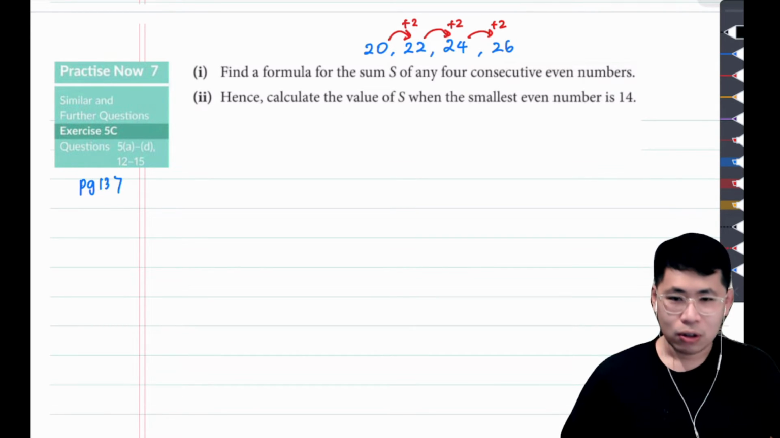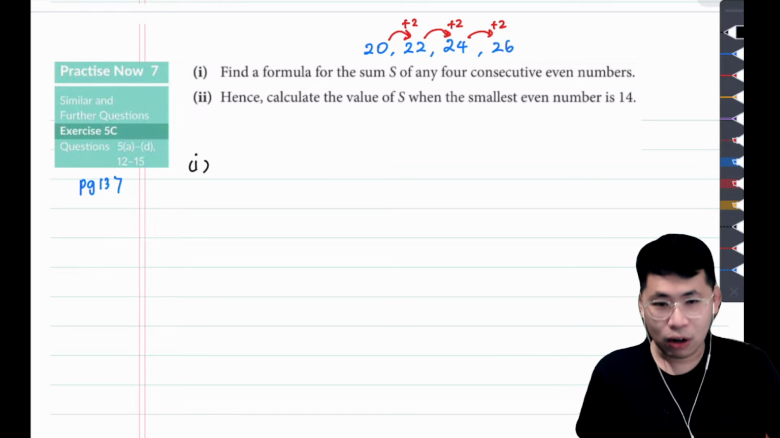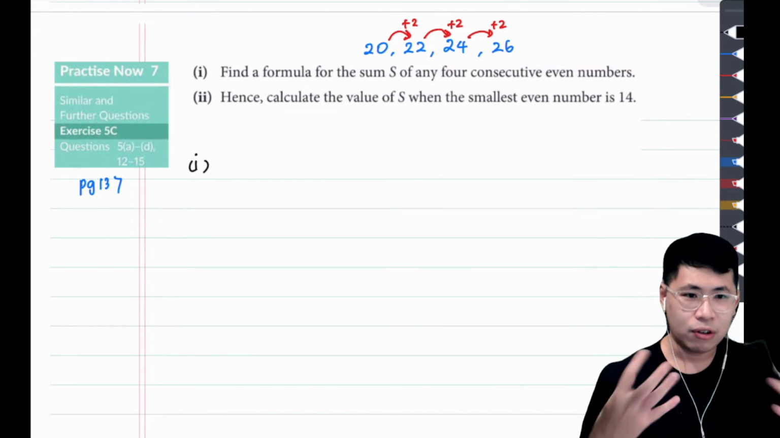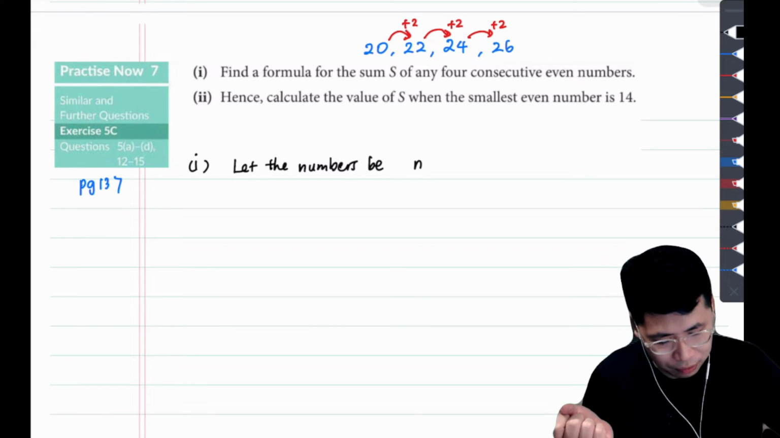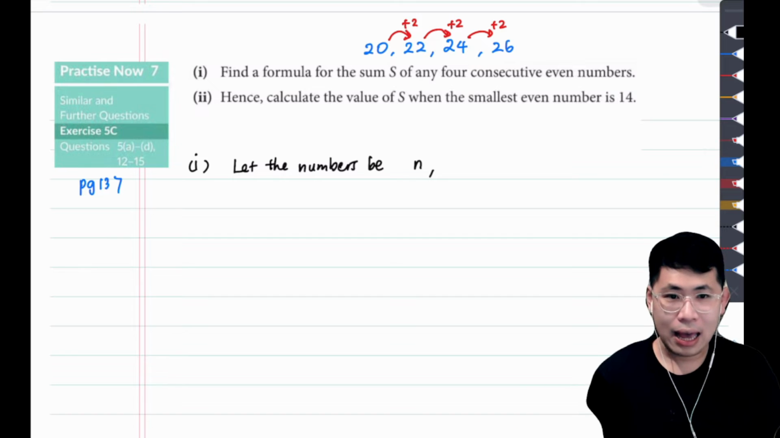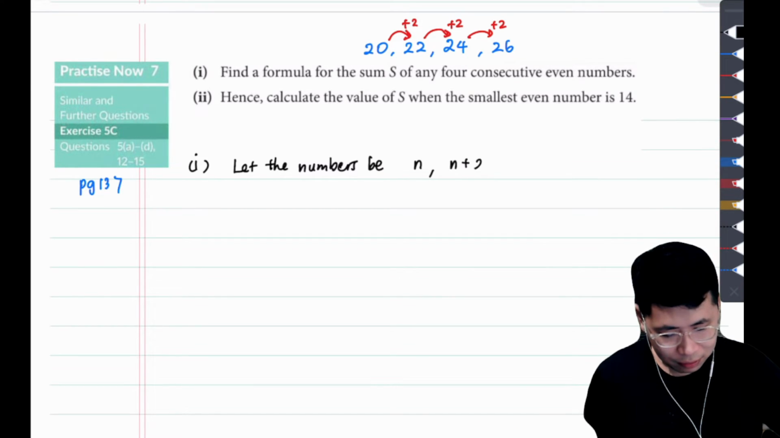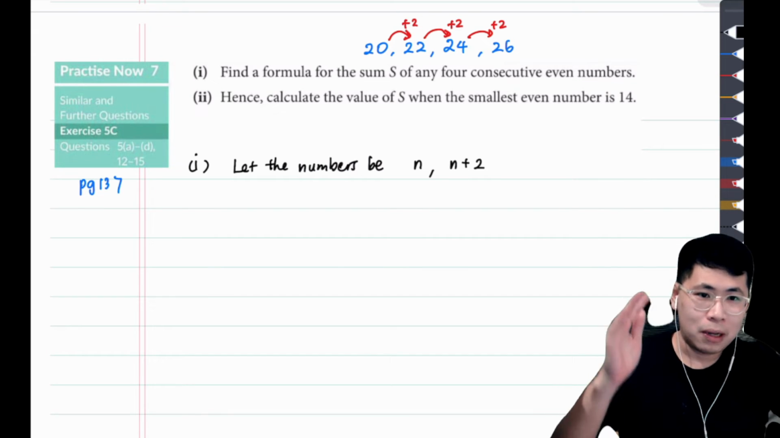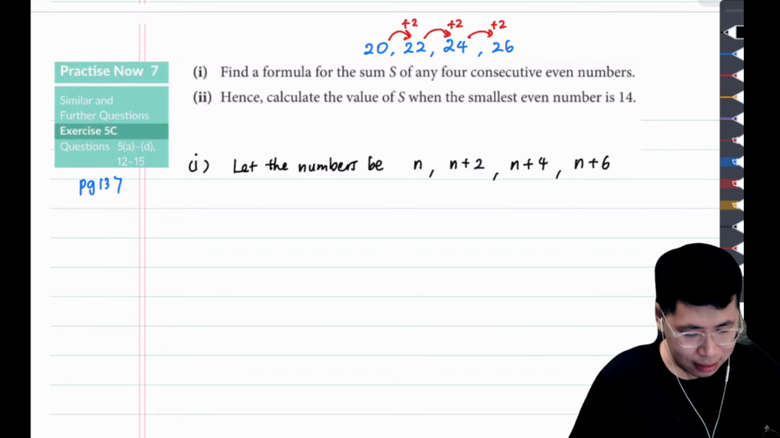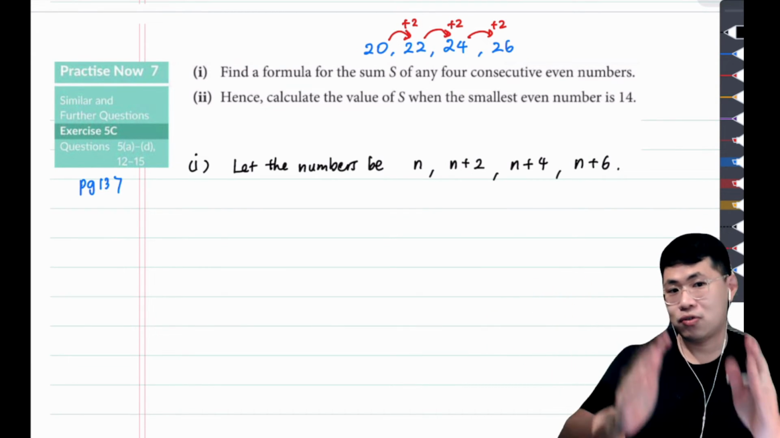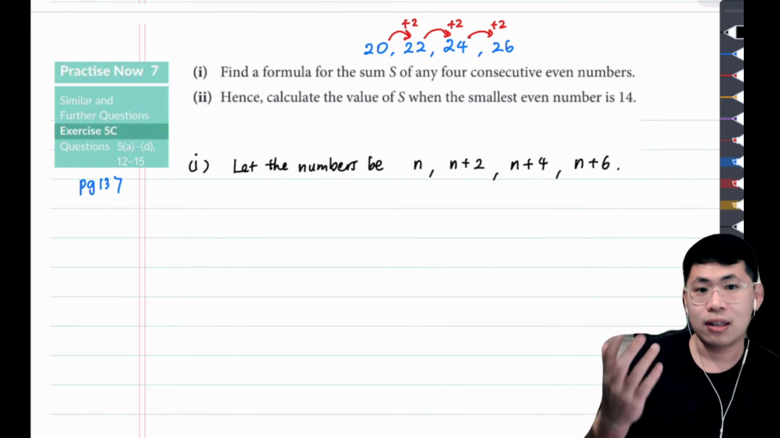The first thing that we need to do if we want to write our own formula is to let a variable be something. We need to let the numbers in general, so now we're talking about general numbers. Let the numbers be, let's start with n. The next number will be n plus 2, agree? Then after that will be n plus 2 plus 2, so plus 2 plus 2 is plus 4. And after that we plus 2 again is n plus 6. So can you see that it is n, n plus 2, n plus 4, n plus 6. It is 4 consecutive even numbers.